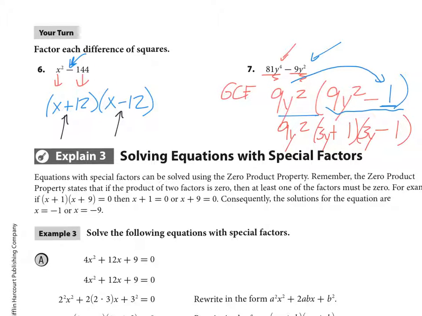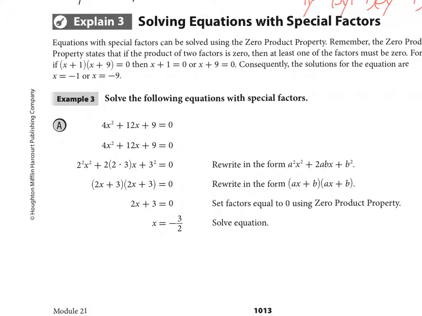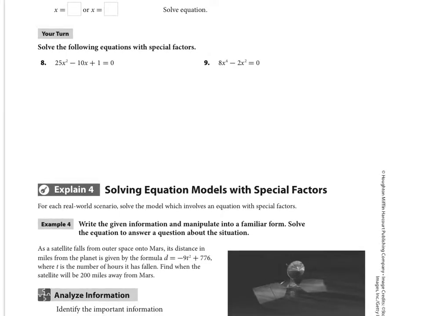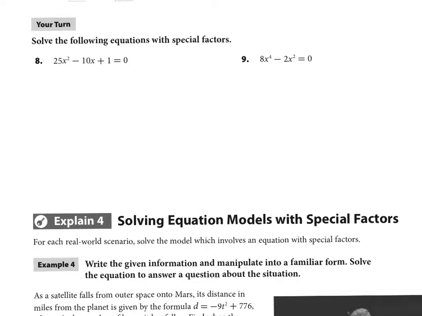So the only other thing here in this lesson is how to solve and use this whole idea of factoring special cases to solve. So again, we're going to go straight to the your turn. Remember, if you are ever going to solve by factoring, the equation must always be set equal to 0. So this is a perfect square trinomial. How do I know that? That's a square. What do I multiply to get that? 5x times 5x. 1 is a square. Remember, this is a positive. So when I square to get 1, 1.